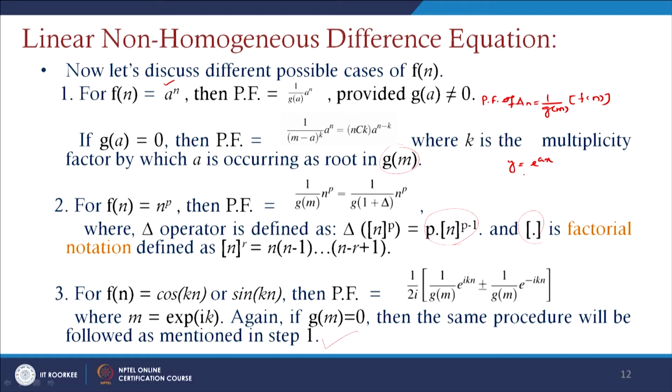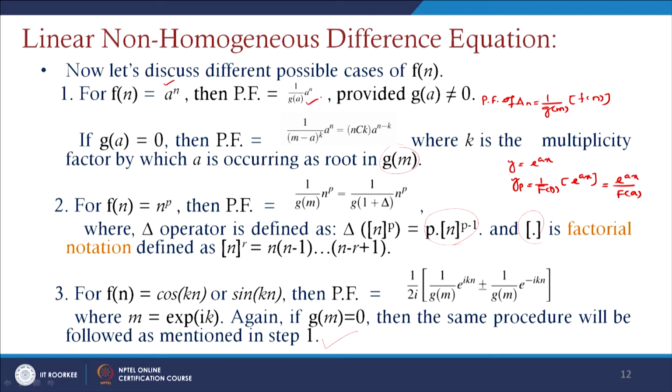If the function is in the form of y_p, then if 1 by f(D) is operated on e to the power ax, we replace this with e to the power ax by f(a). Similarly, in the case of discrete values, that is, in the case of the difference equation, if you apply f(n) as a to the power n, then we can write this particular function as 1 by g(a) times a to the power n.